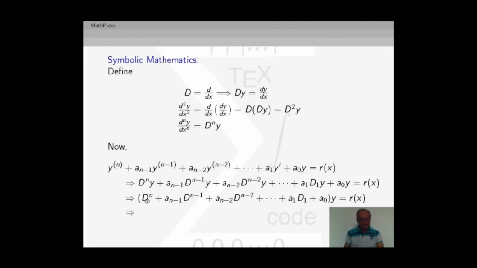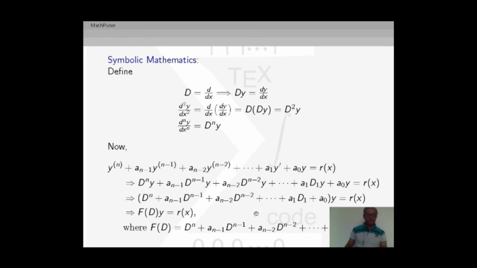Okay, now see, consider x in place of D. So this is x raised to n plus a n minus 1 x raised to n minus 1, in the same way. So this is a polynomial in terms of x. Here we have the variable D, so this is a polynomial in terms of D. That is represented by capital F of D. So this equation is F(D) into y equal to r(x), where F(D) is this polynomial of degree n. Right.